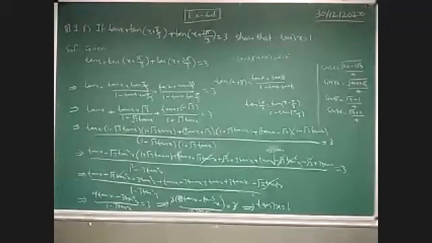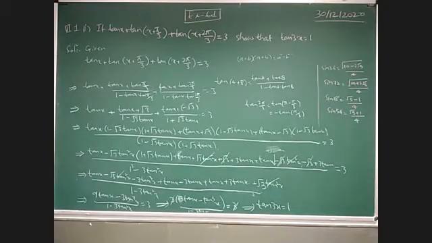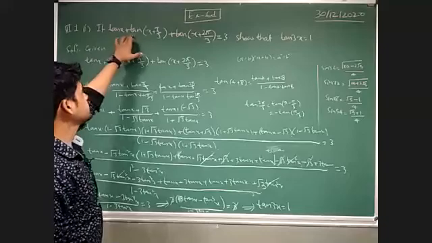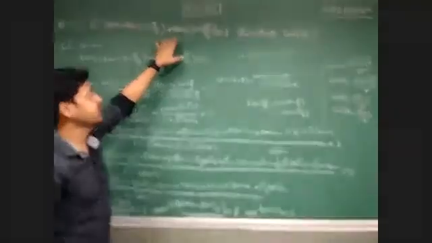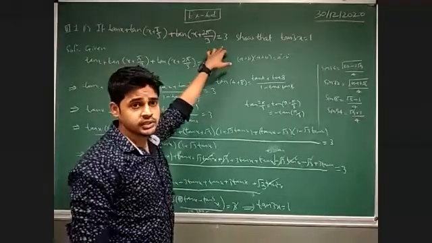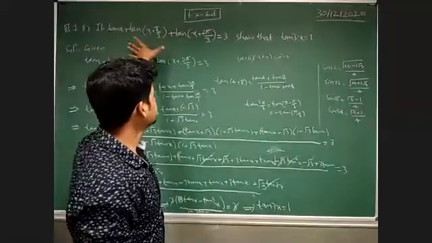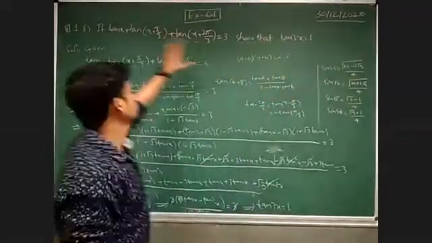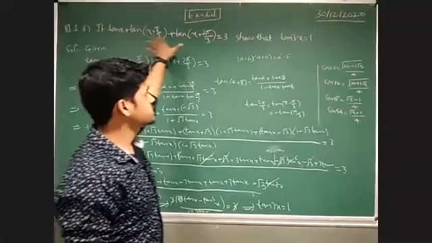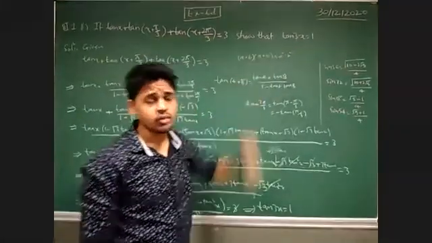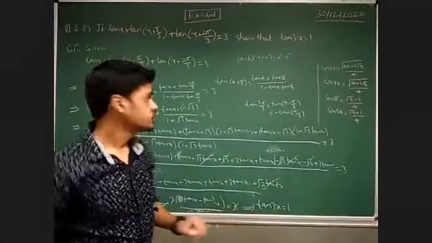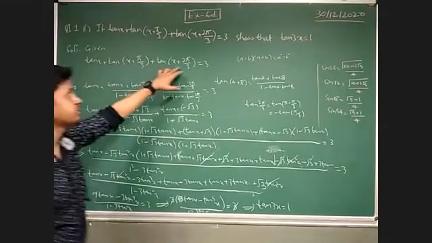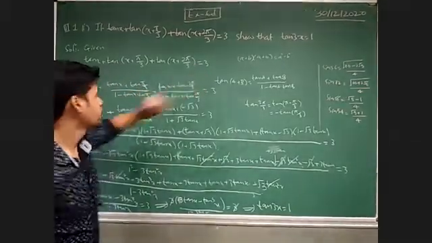Okay, Sheikh Hassan Ali. See, I'm going to tell you once again. Here we have the question: tan(x + pi/3) + tan(x + 2pi/3) = 3. This is the question, and we have to show that tan 3x is equal to 1. What we have to show? We have to show that tan 3x is equal to 1. This is the question, right? So here the given part is tan(x + pi/3) + tan(x + 2pi/3) is equal to 3. Okay.